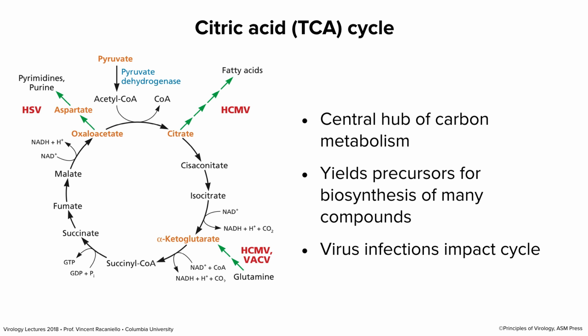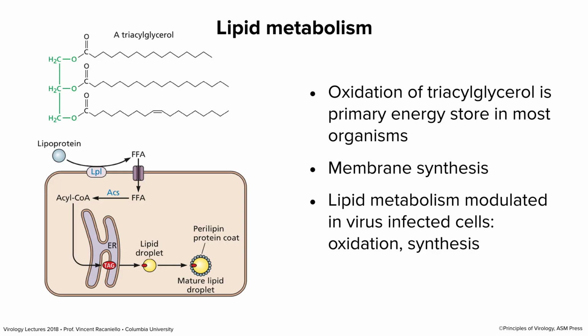And herpes simplex virus, remember I mentioned previously that it needs to make lots of nucleotide precursors, so it particularly upregulates the enzymes involved in going from oxaloacetate to purines and pyrimidines. And these are just examples of this. At every step of this cycle, viruses have impact, so they can bias the cycle to make their reproduction more efficient. Lipid metabolism is also impacted by virus infection.